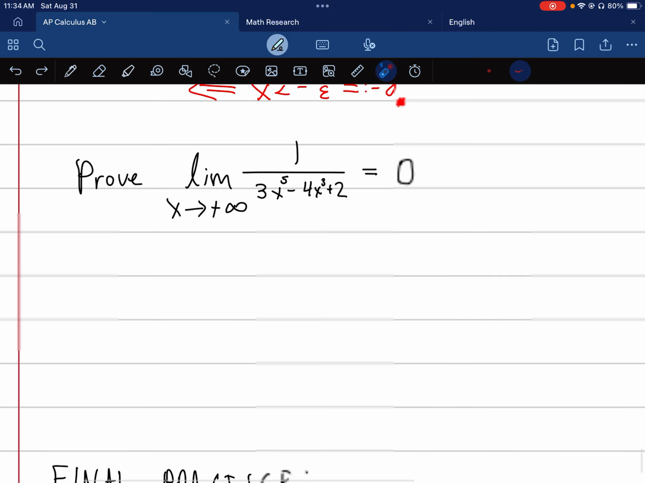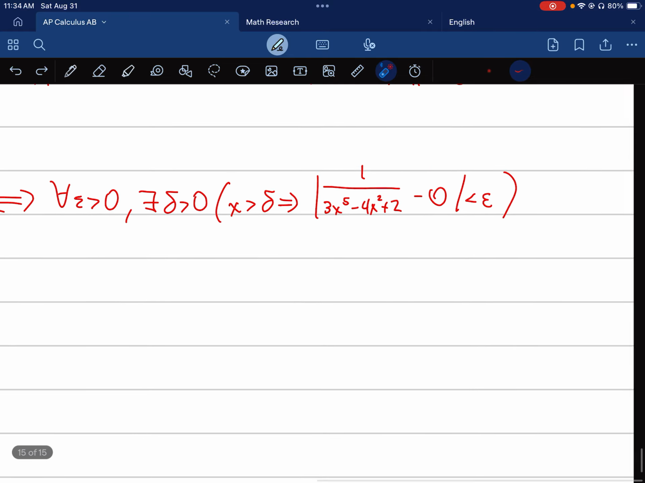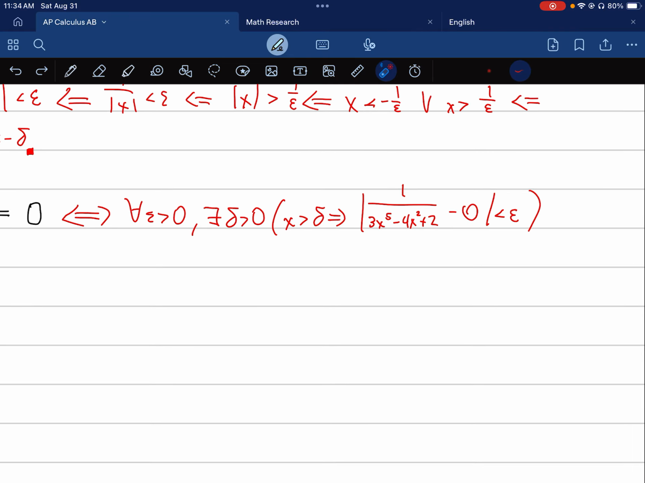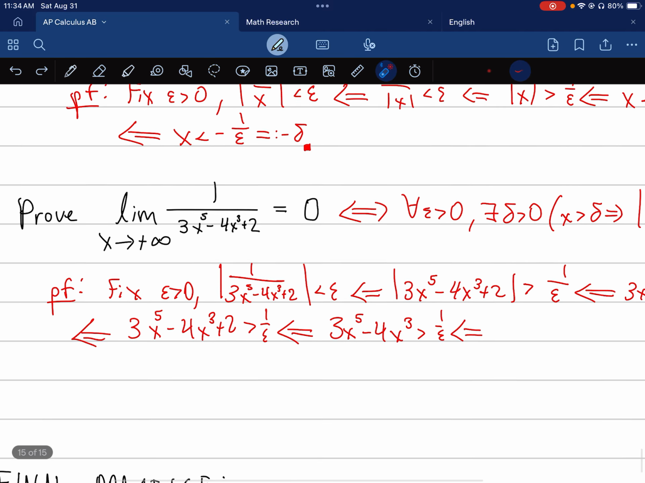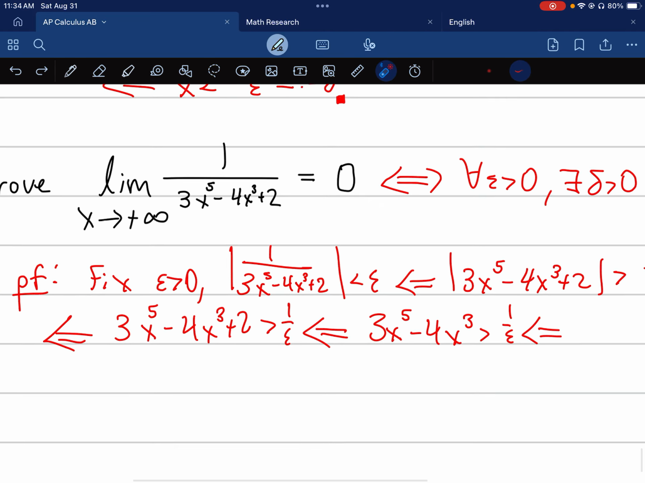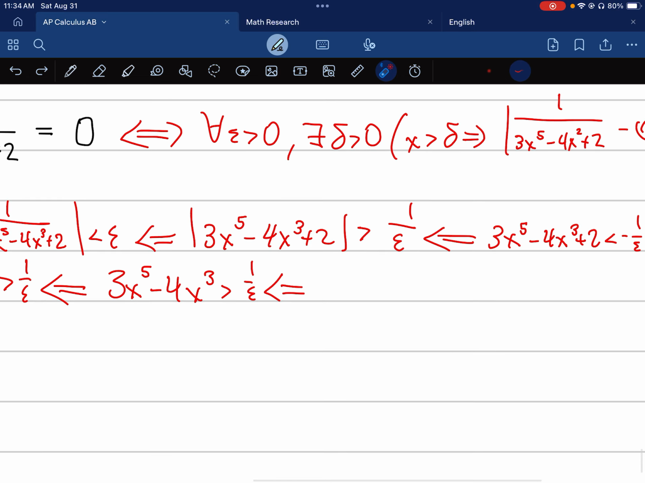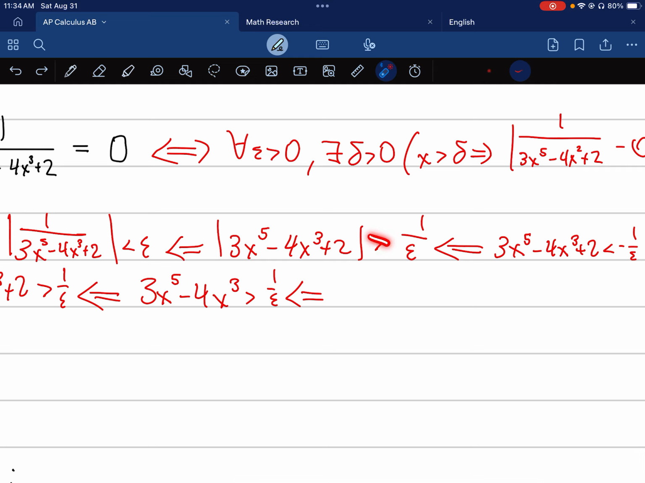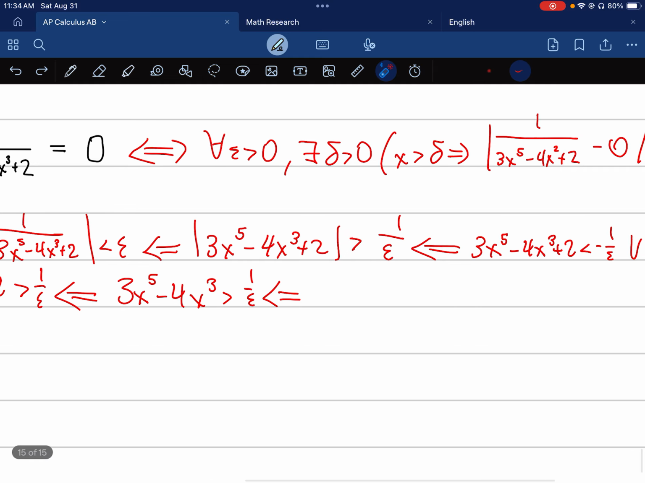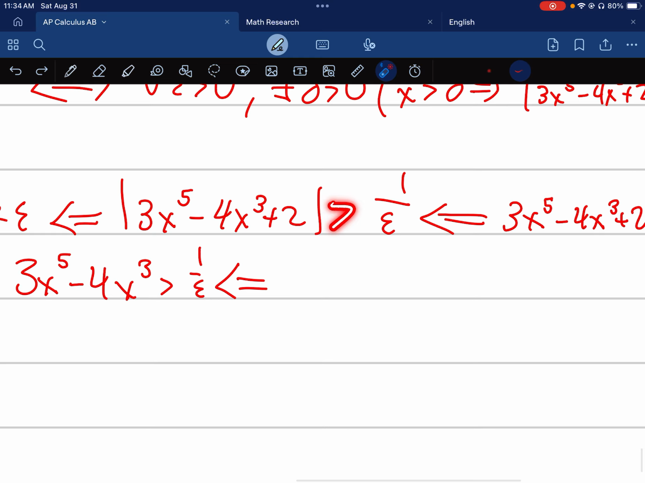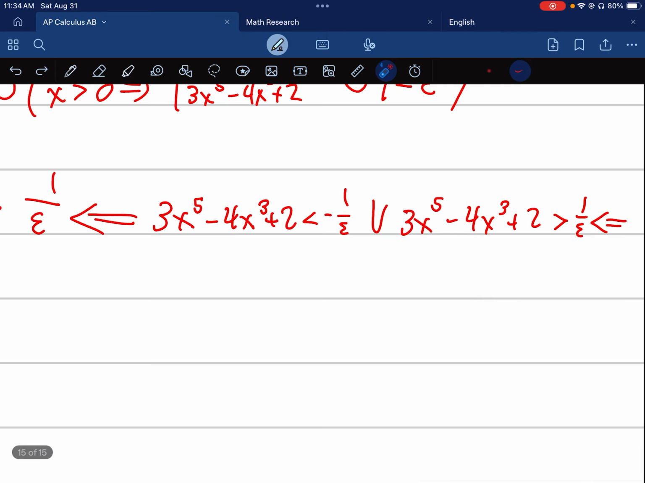Let's prove the following limit. Now we know by the leading term argument, this is going to go to 0 if and only if we write out our definition. Fix epsilon greater than 0. Now, f of x minus the limit is 0, so we'll ignore that. Less than epsilon is implied by taking the reciprocal, flipping the sign, and taking the reciprocal. And since we have greater than here, we're going to use our disjunctive inequality.